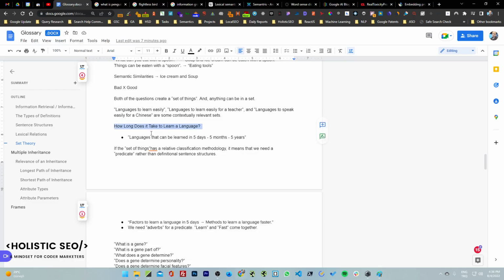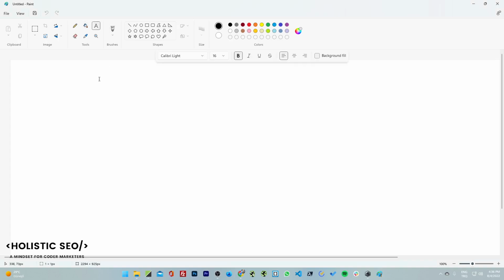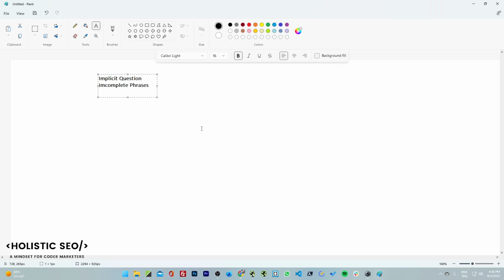So to be able to explain the situation here, I will need to explain another concept to you. Don't worry, I will be quick. It is called implicit question, incomplete phrases. The other thing here that I will need to explain to you is a main question, or in a way a canonical query, which is a concept from query writing or query generation.